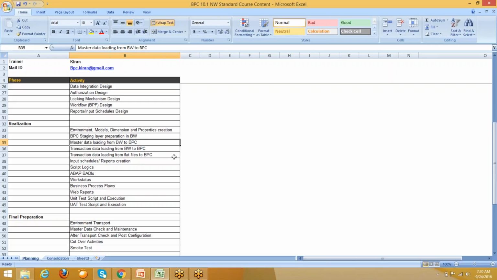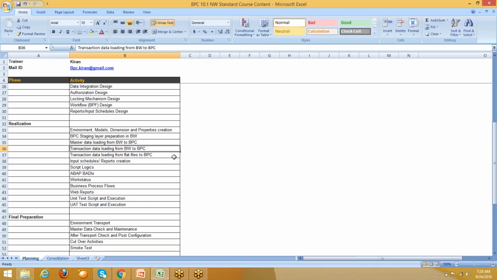Master data loading from BW to BPC: company code data, cost center data, profit center data, product data, component material data, asset classes. For the master data loading from BW to BPC, we are going to discuss how to load, how to create transformation files, how to create conversion files, how to execute data manager packages, these things.